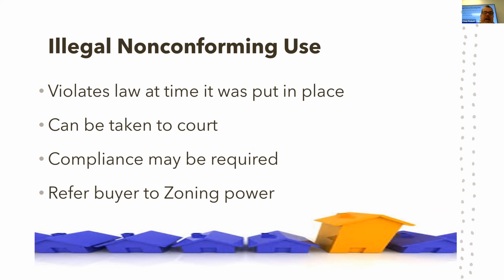The other one is illegal non-conforming use, which means it violates the law at the time it was put in place. And you can be taken to court for an illegal non-conforming use. So if somebody wants to buy land and put a construction company on it, that means they've got to put dump trucks or cranes or bulldozers or skid steers on it. They better get the zoning approved, because if it's not approved and code enforcement rides by and sees it, they are going to file, probably go through the city first, and then they'll file an injunction against them.